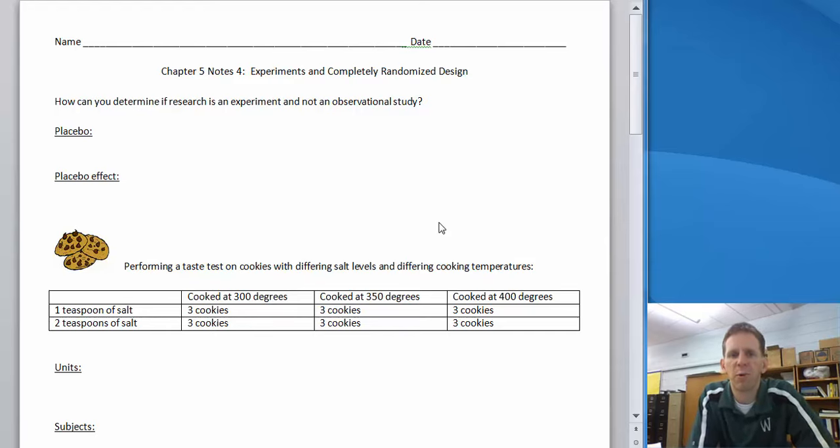These are the Chapter 5 Notes 4 on experiments and completely randomized design. Today we're going to talk about placebos and the placebo effect. We're also going to look at some vocabulary associated with running experiments.